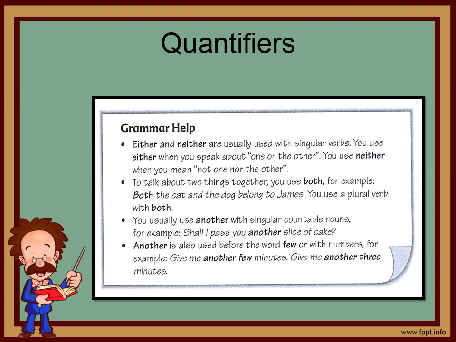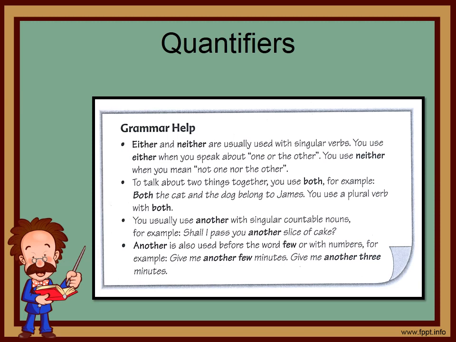Next point, you usually use another with a singular countable noun. Example is given here. Shall I pass you another slice of cake? Right? Another is showing here, and it is giving you the idea of one cake, right?